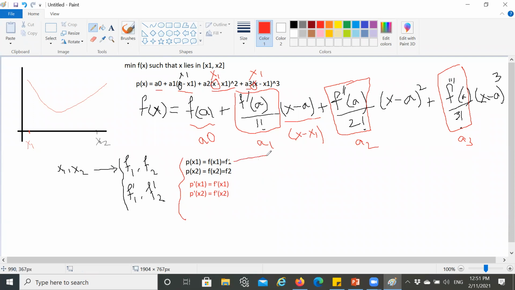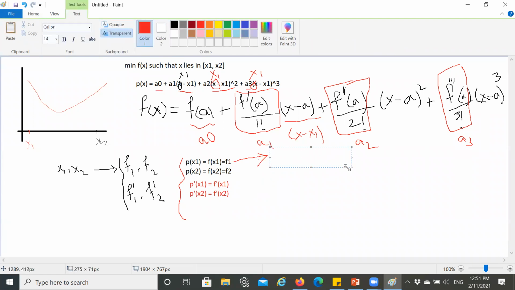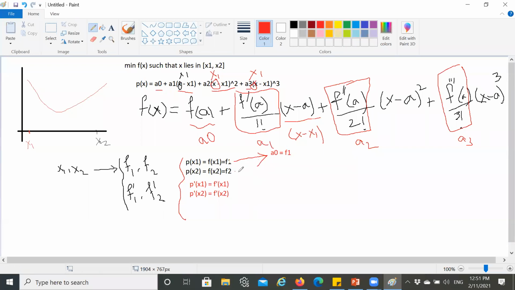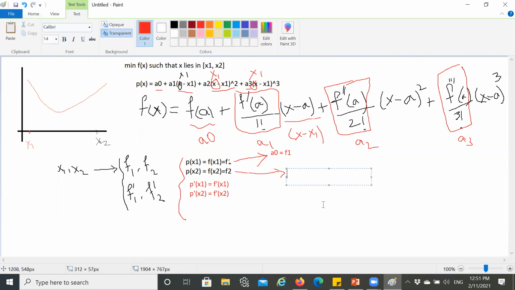So the first one I told you would give us, let me draw it here, a naught is equal to f of 1. f of 1 means f of x1. I'm just simplifying it. How do we get this? Wherever you see x in this equation, you just replace it with x1. So this is about this. Then this next one would give us another equation. So from this, we get this equation. What do we get? Anyone?